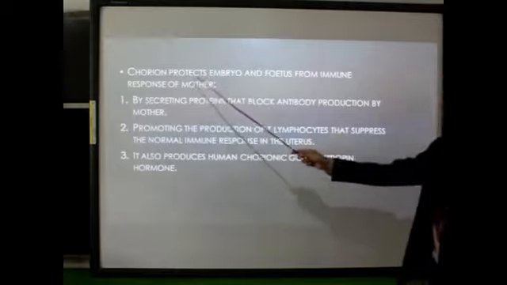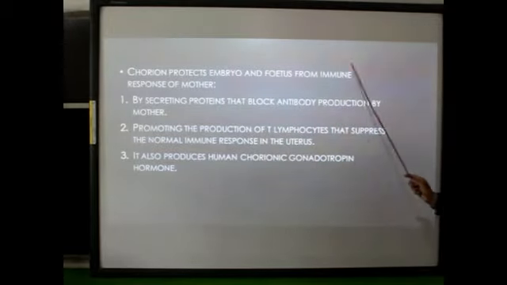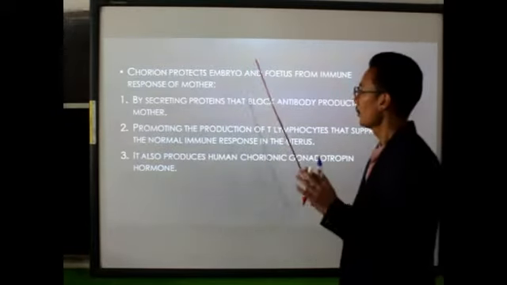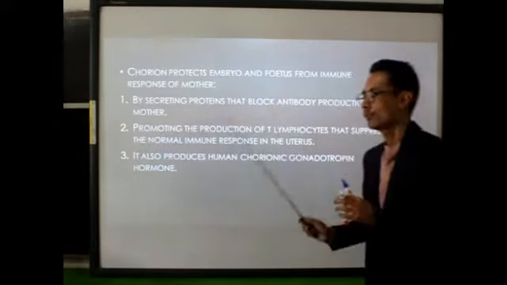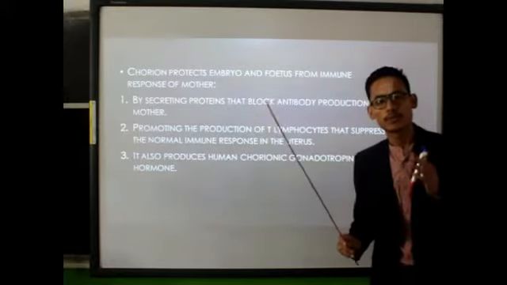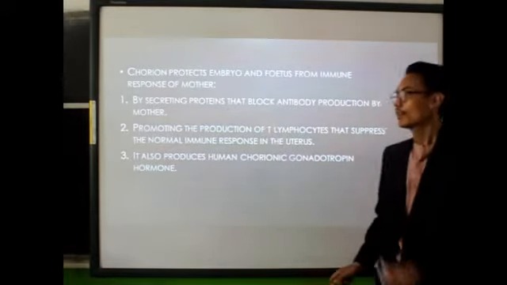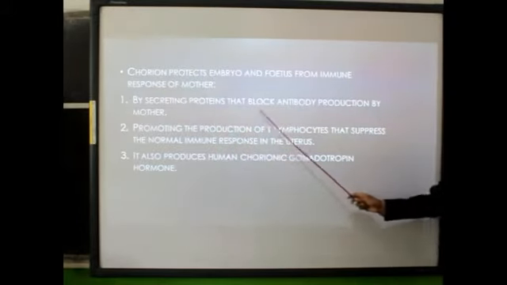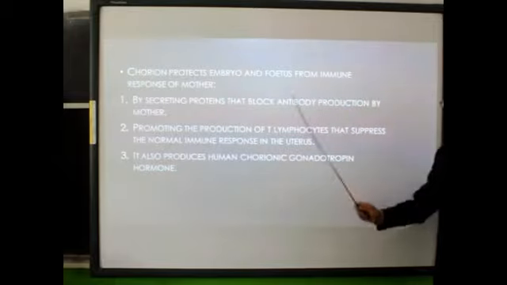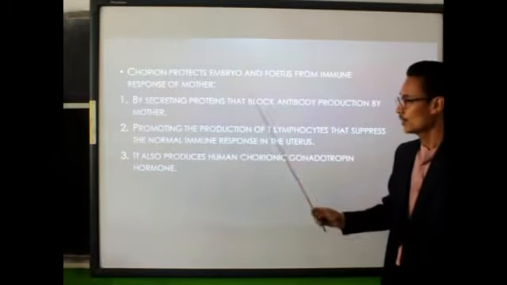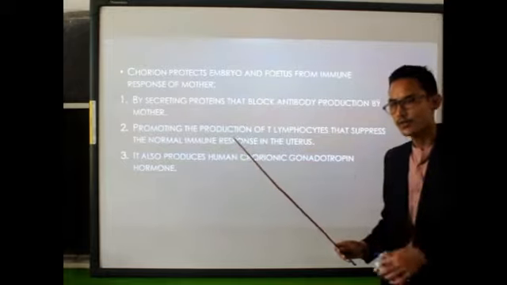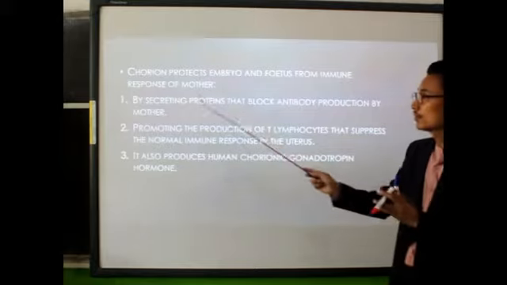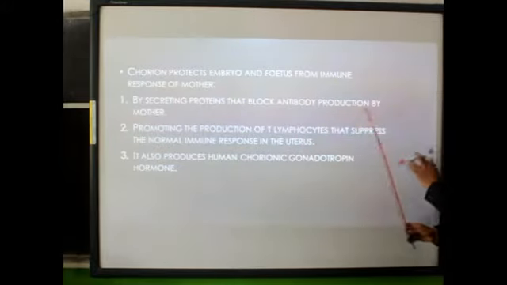Functions. The chorion protects the embryo and the fetus from the immune response of the mother. But how? You see the answer is there. The chorion secretes proteins that block antibody production by the mother. Clear? You know what antibodies are: antibodies are produced in response to an antigen. So this particular chorion produces proteins which will block the antibody production by the mother.